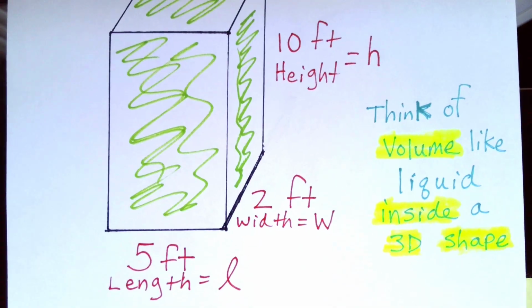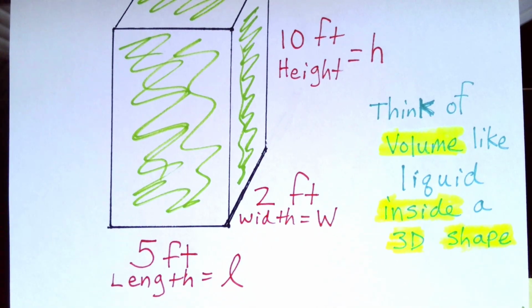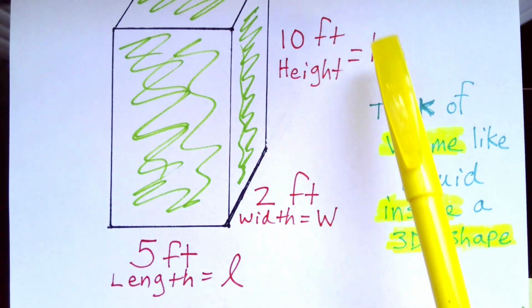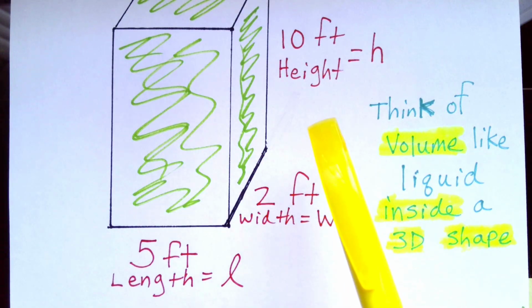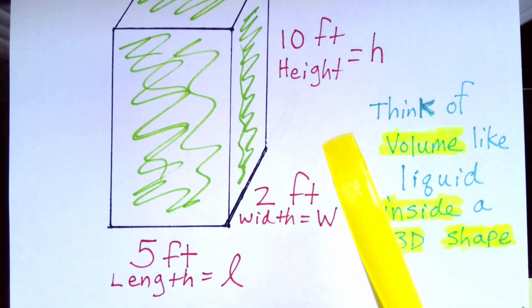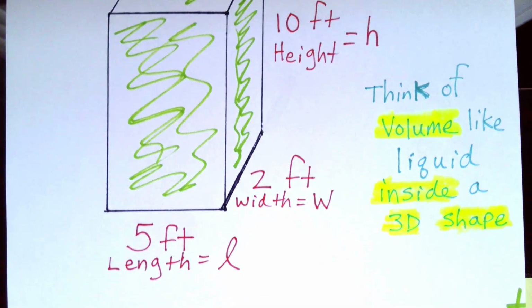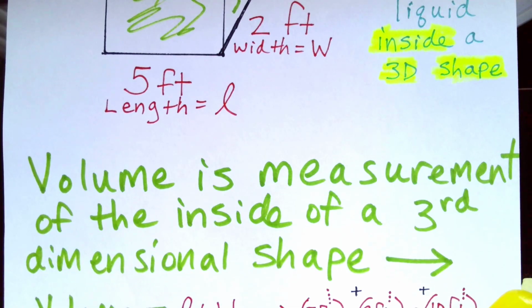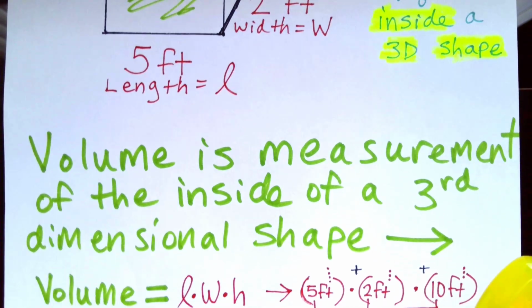I also want to point out, if I go too fast, I'm going to slow down a little bit. Understand here represents 5 feet, represents your length, or L. Right here with the 2 feet represents your width, or W. And then you have your height right here of 10 feet represented by H. And I'm pointing this out because L times W times H will give you the volume of this particular rectangular prism. And so, volume is a measurement of inside of a three-dimensional shape.